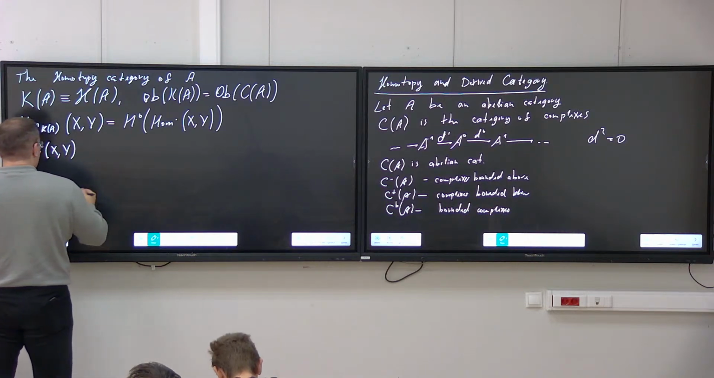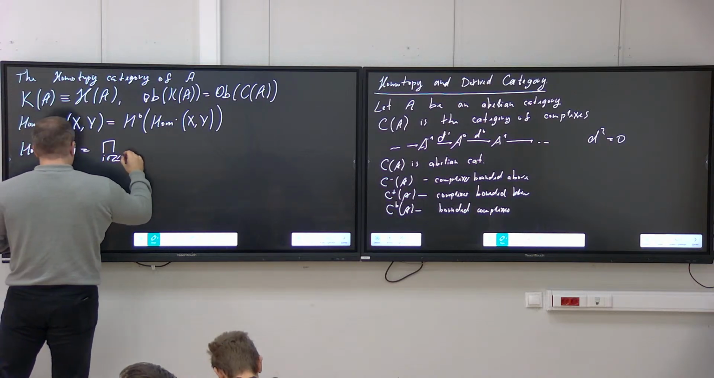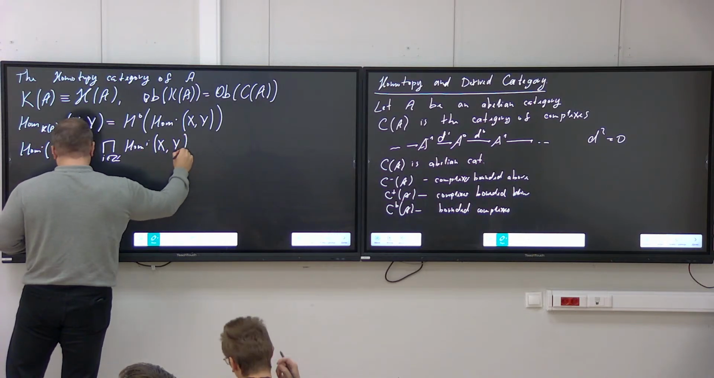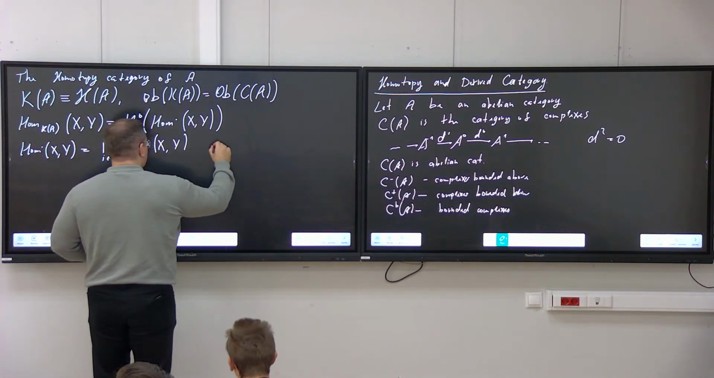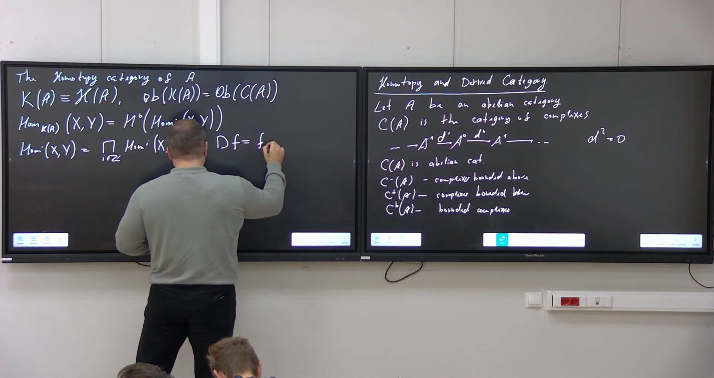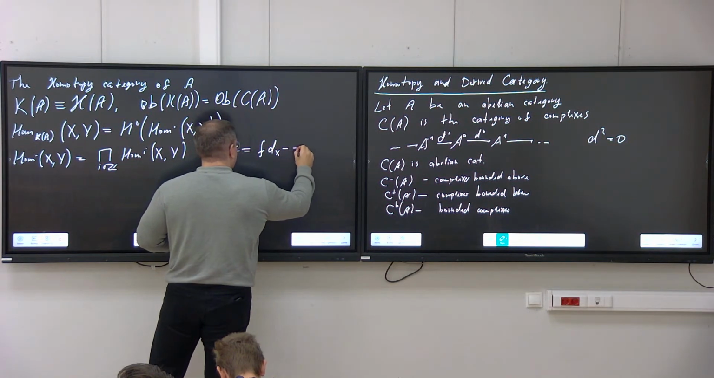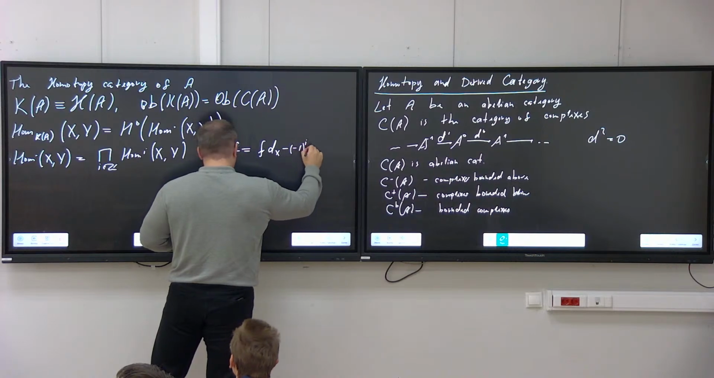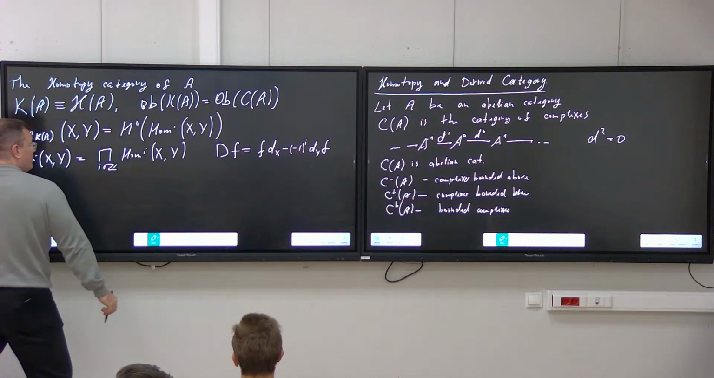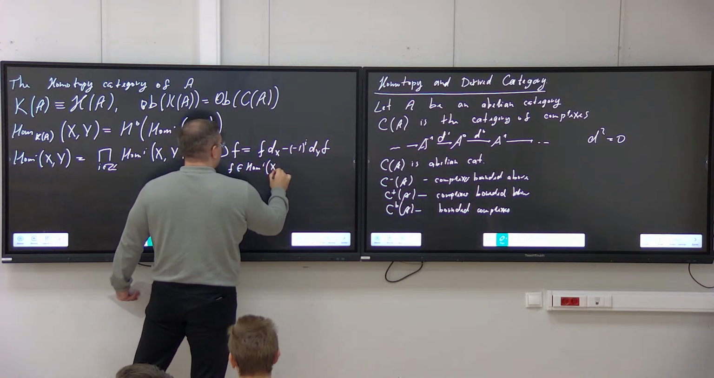This is a Hom complex, and by definition it is the product over all integers i of the Homs of degree i from X to Y, with the differential, which I'm going to call large D. The differential of the map f is f composed with the differential d of the complex X, minus the correct sign, minus 1 to the i, times the differential of Y. Here, writing this formula, I assume that f is in Hom i of X, Y.